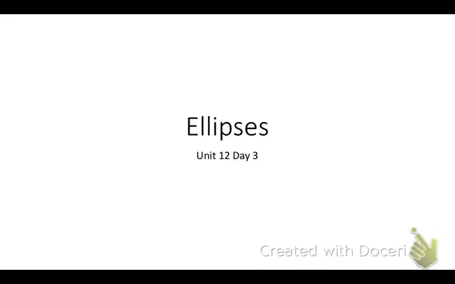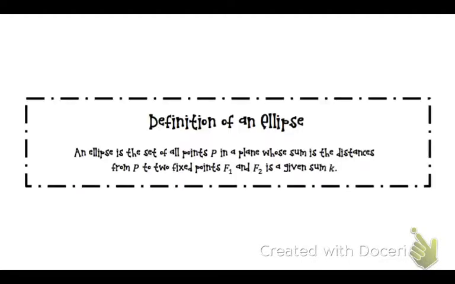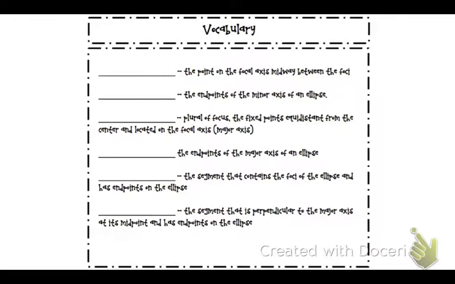Okay, so ellipses, unit 12, day 3. Ellipses are kind of like circles. They're just a little bit different. An ellipse is a set of all points in a plane whose sum of the distances from P to two fixed points, F1 and F2, is a given sum K. That doesn't mean a whole lot to you.